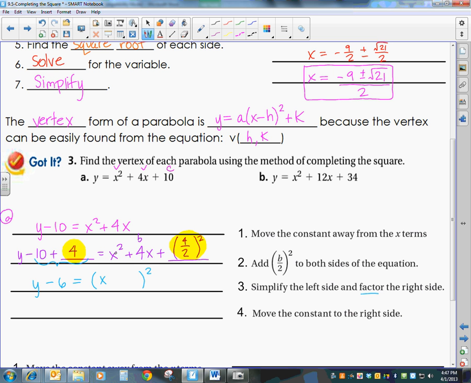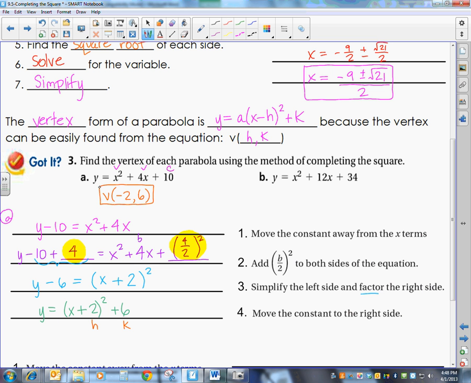X squared, I take the square root of that, plus, and then I take what's in the parentheses, 4 over 2, which simplifies to 2. And then I have to move the constant to the right side, so that gives me y equals x plus 2 quantity squared plus 6. Alright, so looking at that, there's my h, there's my k, but I always take the opposite of h. So if it says plus 2, my vertex is actually going to be at negative 2. My k is the same, so it will be 6. And that is the vertex of that parabola.